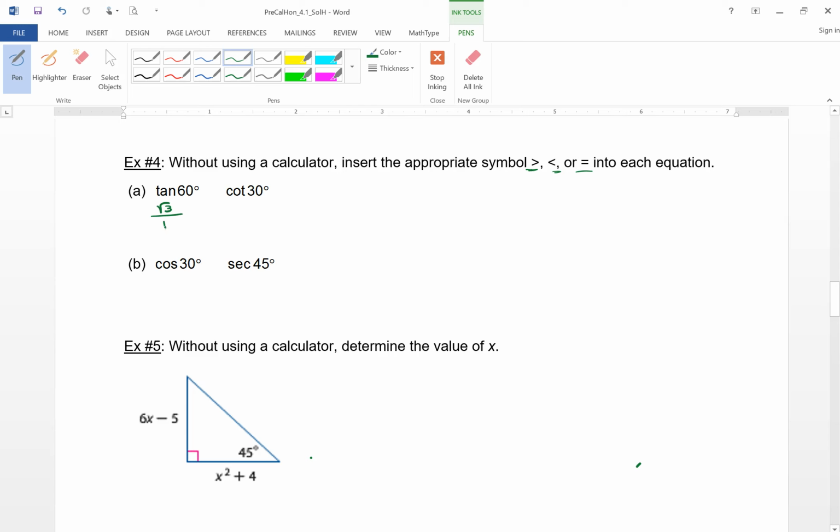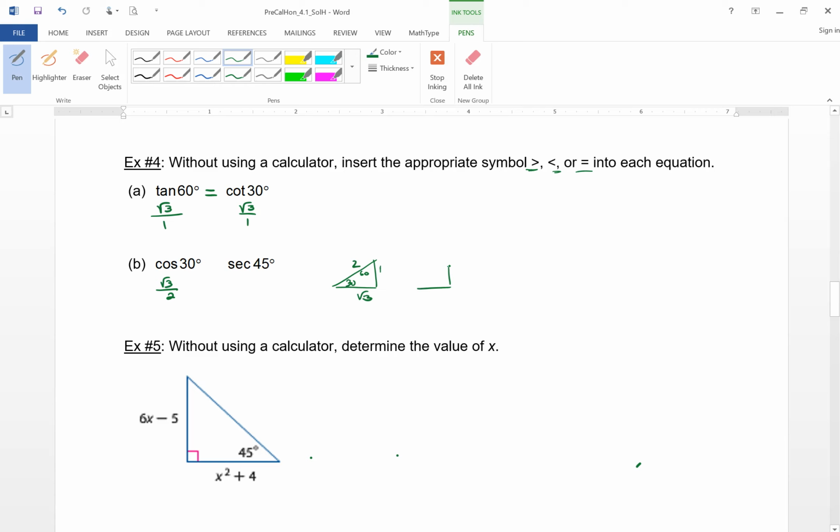Now, cotangent of 30. 30 faces the small side, so this is going to be what? Root 3 over 1 again. Okay, so these are equal. Now again, cosine of 30. If this is on the test, you're more than welcome to sketch a triangle. Of course, why not? Okay, done. And now, cosine of 30, radical 3 over 2.